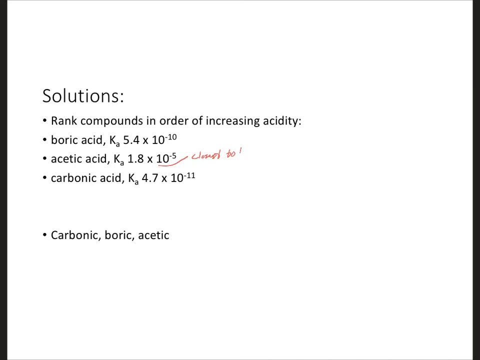So that is going to be the strongest, right? So we are going to go from weak to strongest. So we put acetic acid over here on the strong end. The next number that we have is 10 to the minus 10. That's the next closest to 1. And so that is going to be boric acid being in the middle. And then carbonic acid is times 10 to the minus 11. And so that is actually going to be the farthest away from 1. It's the smallest number. So that is going to be the weakest out of this set.